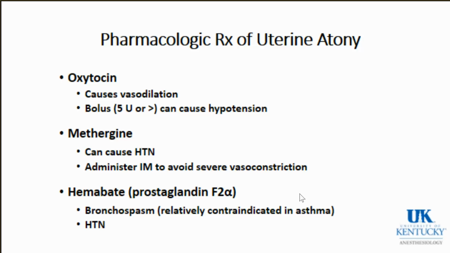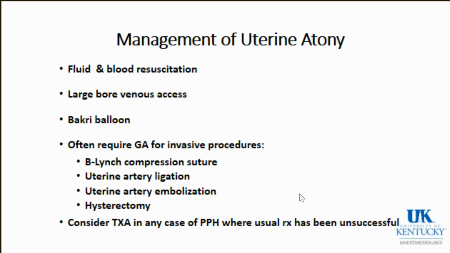So as I said, first line treatment for atony is pharmacology. So oxytocin is your first line drug. Next is Methergine. It can cause hypertension. It should always be given IM. You don't administer it IV because that can cause severe vasoconstriction. And you avoid Methergine in hypertensive patients. And Hemabate, most common concern is bronchospasm. It's relatively contraindicated in patients with asthma. You can see some mild hypertension with Hemabate, but it wouldn't lead me to generally avoid it in most patients.